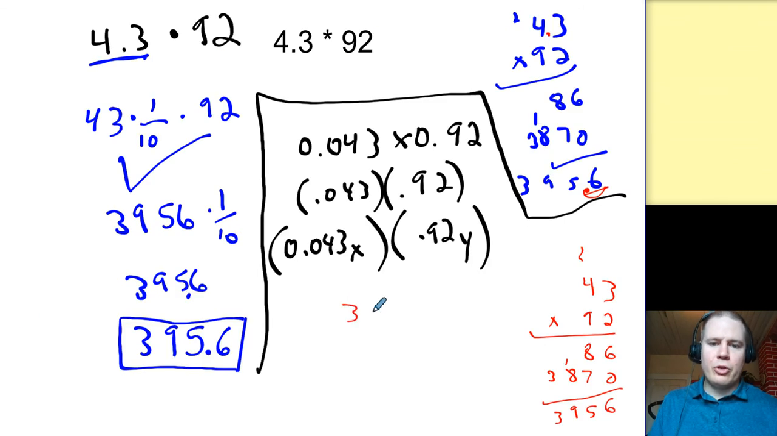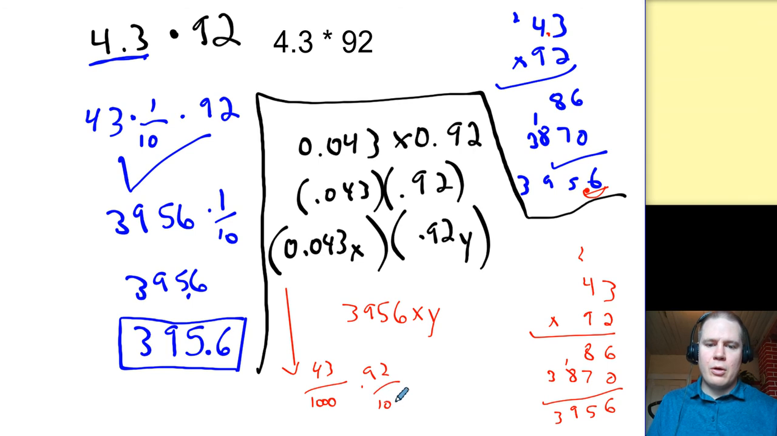So I'm getting 3956, and if I'm going to toss these variables in here, why not? Times x times y. But this isn't 3,956, it's 3,956 tenths, or 3,956 millionths, or whatever the decimal place is. 0.043 tenths, hundredths, thousandths. That's really 43 thousandths. 0.92 tenths, hundredths. That's really 92 hundredths.